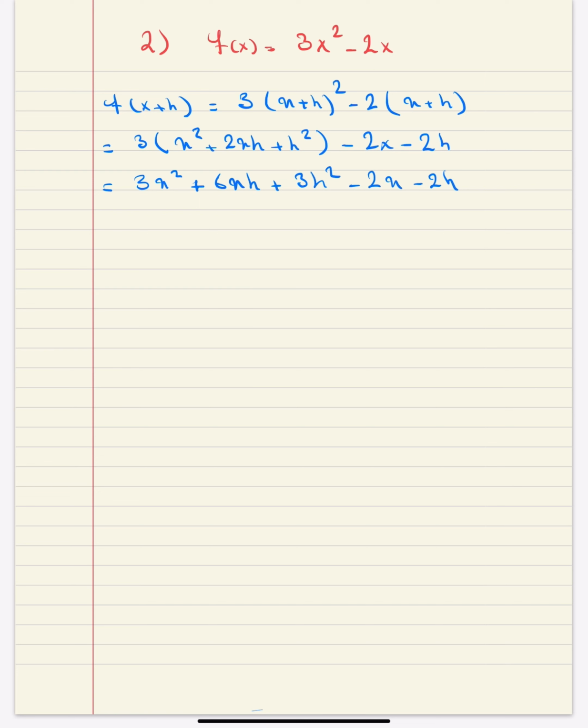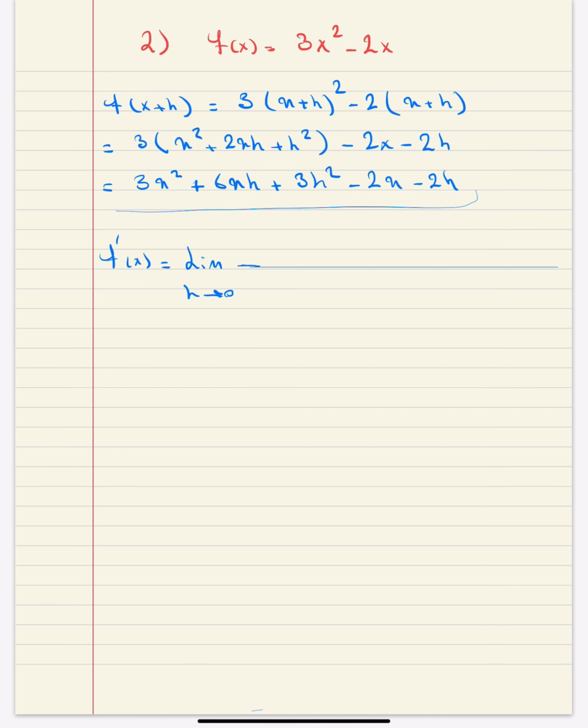Now, let's write our first principle. So the first derivative of f of x would simply be the limit as h approaches 0 of f of x plus h, which in this case would be this expression, and we'll write that here.